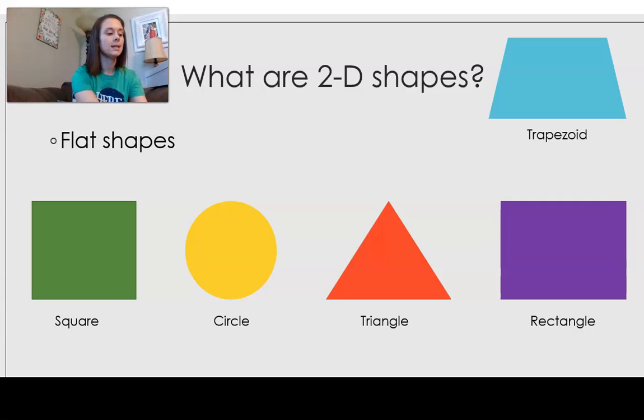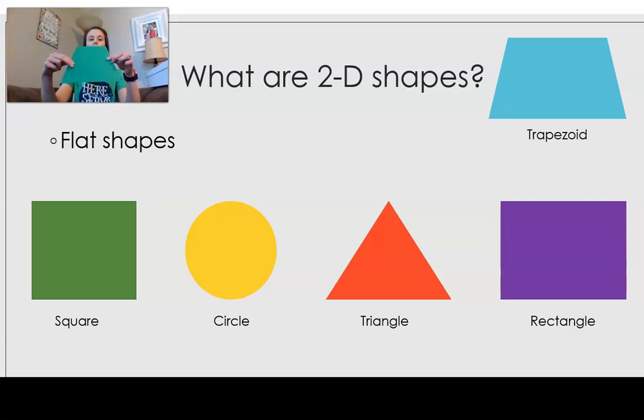Okay, this is a rectangle. It's like a square, but see how it's different? It has one long side and one short side. So this side and this side are the same length, and then this side and this side are the same length. But once again, it's 2D because there's no width to it. There's no dimension to it. It's just a flat sheet of paper. The shape is flat.